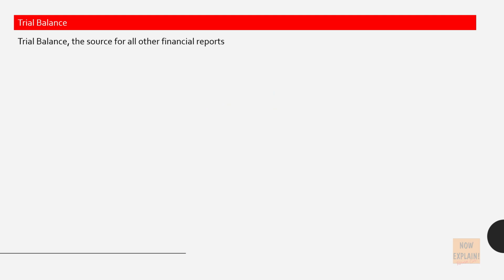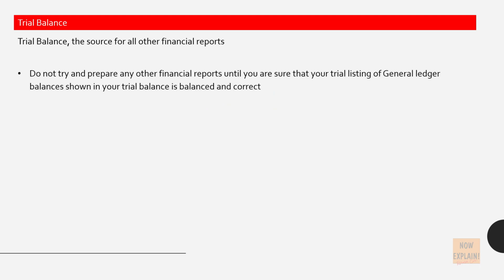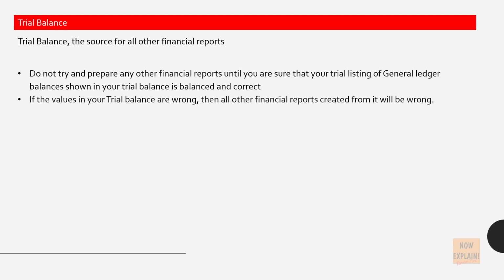Trial balance, the source for all other financial reports. Do not try to prepare any other financial reports until you are sure that your trial listing of general ledger balances shown in your trial balance is balanced and correct. If the values in your trial balance are wrong, then all other financial reports created from it will be wrong.